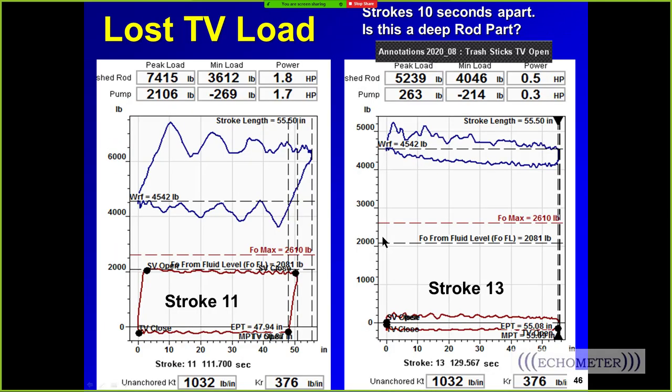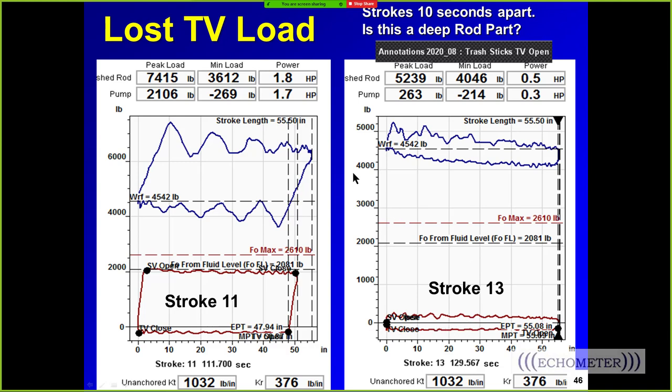All right, now this is an example where, when we look at this with the surface card, it's full on stroke number 11, and then on stroke number 13, there's no fluid load. And so the surface card is plotting around the reference load line called the weighted rods and fluid. That's what we're picking up, weighted rods and fluid. But that's on the upstroke and the downstroke, and so the pump card plots around the zero load line.